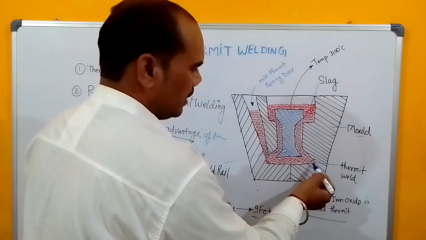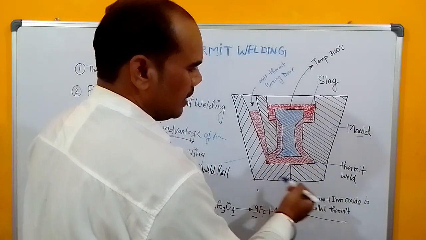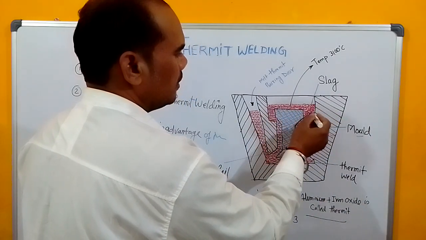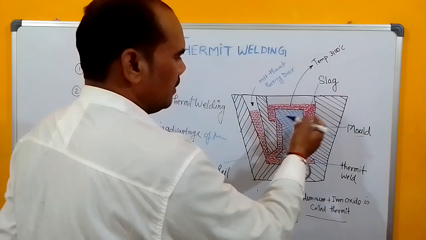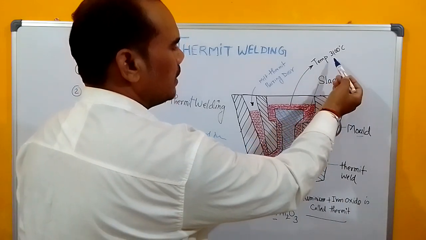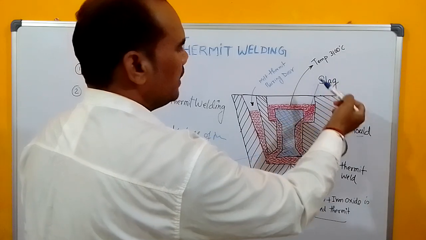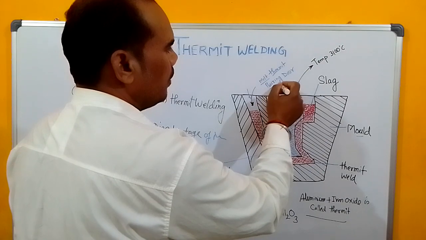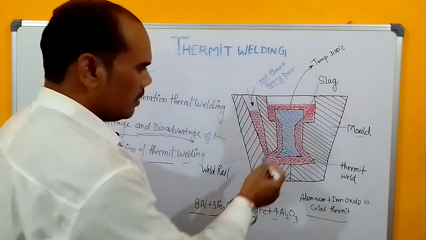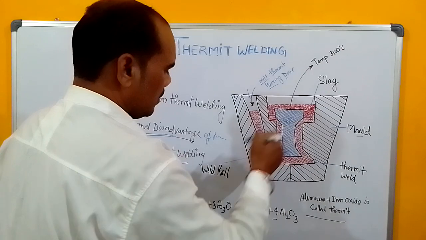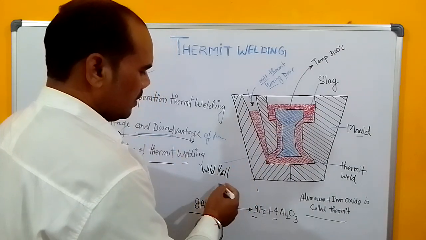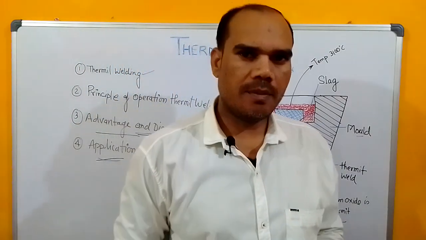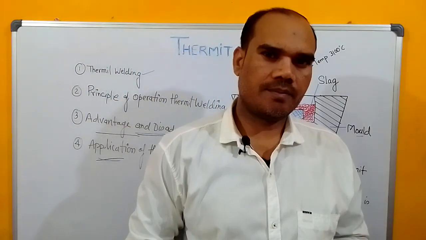then thermite weld. This red area is the thermite welding, and the upper area is slag, and this process produces a temperature of 3100 degrees centigrade. And this area is the melt thermal pouring door, and this is the workpiece, the bed rail. Then I introduce, first, what is thermite welding.